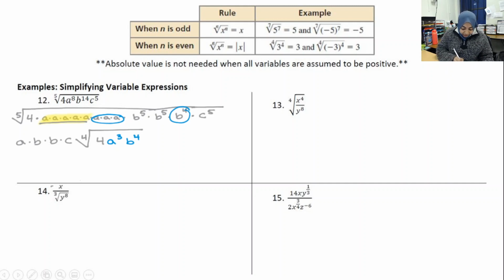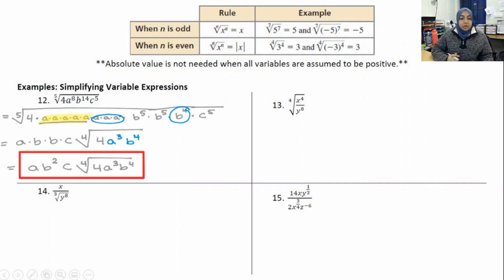Now I'm just going to simplify. It leaves me with a b squared c, 4th root of 4a cubed b to the 4th. Okay, so even though the numbers don't work out the same way, the idea, what is a 5th root? That's the exact same thing.